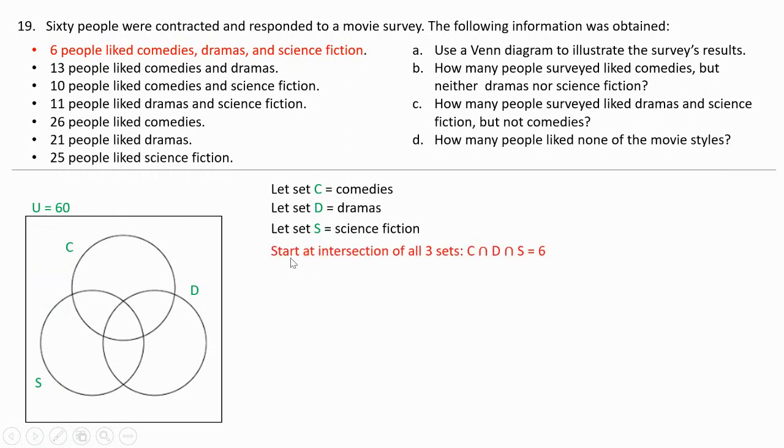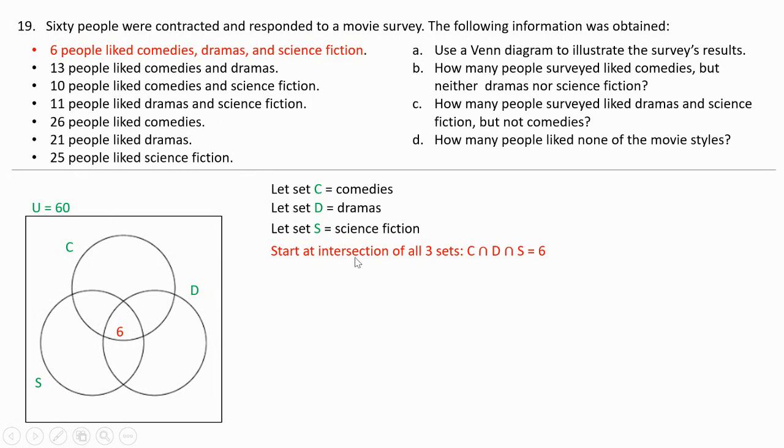Okay, now here we start with the first clue. It says 6 people like comedies, dramas, and science fiction. So in other words, you start with where all three intersect, right? See the wording: 6 people like comedies, dramas, and science fiction. This is the notation for that. Where do C, D, and S intersect? Which is 6, because 6 people like those. So on the Venn diagram, it's going to be the portion in the middle, where all three sets intersect. So 6 will go there.